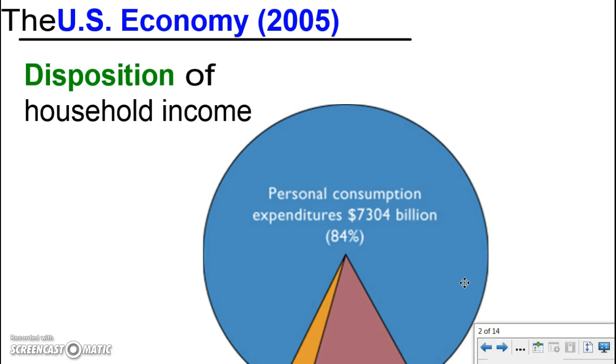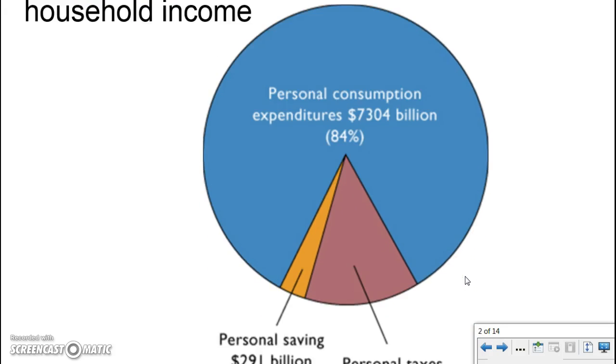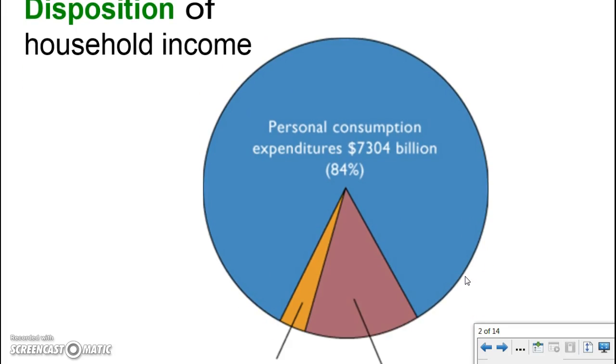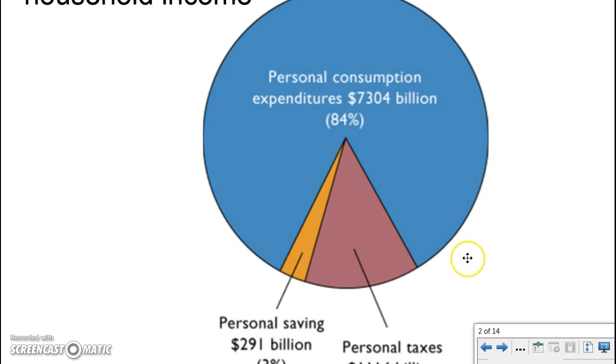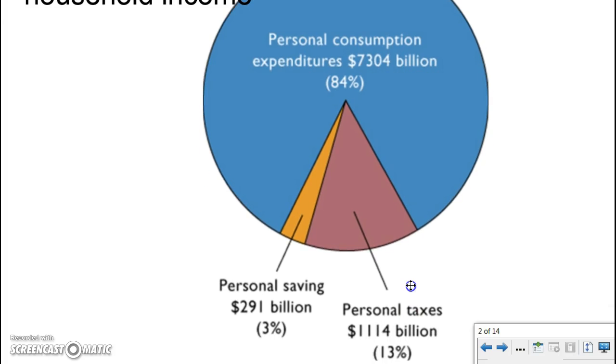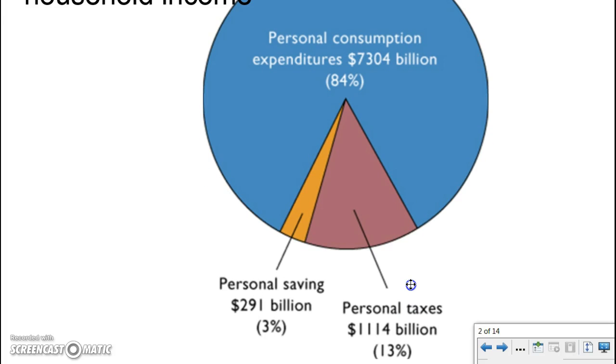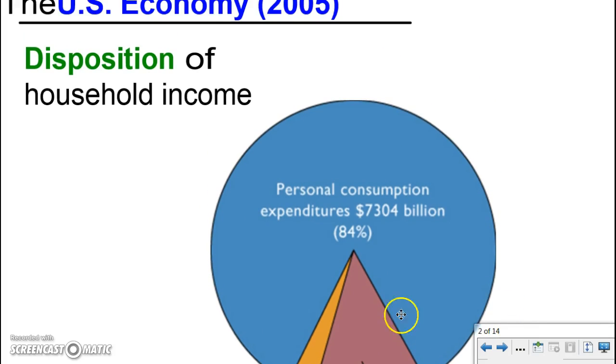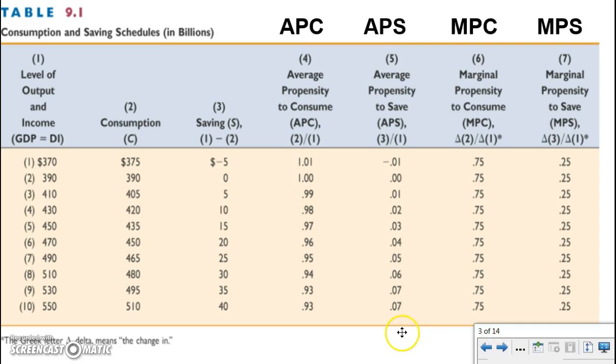This is just a general look at what people do with their income. In 2005, out of about $7,304,000,000,000, people spent 84% of it. So taxes was about 13%, and savings was about 3%, and the rest of their money, 84% of it, they spent on personal consumption expenditures. Okay. So this table is really helpful to help us see what's going on.